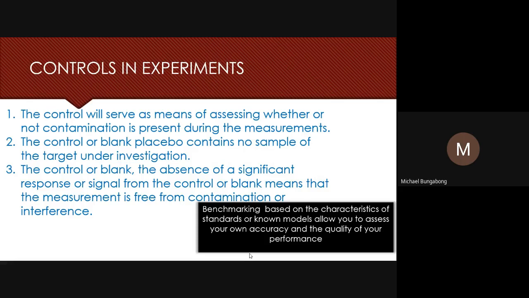So the control blank, we call it like placebo, contains no sample of the target under investigation. It could be just the matrix or any other components in the measurement other than the material of interest, which is the subject of ongoing measurement or experiment. As expected from the control blank, the absence of a significant response or signal from the control or blank means that the measurement is free from contamination or interference, no?